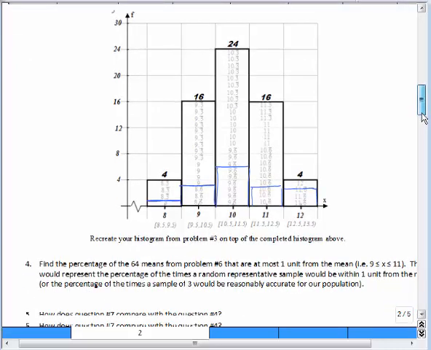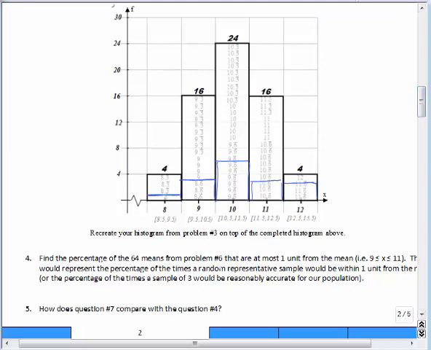All right, next it says find the percentage of the 64 means from problem number 6 that are at most 1 unit away. Again, we're trying to figure out by taking a sample size of 3. Last time it was about 65% accurate, if I remember, from up there at the top, or 67%. Now I want to see how accurate these sample means are. So anything between 9 and 11 is considered a good sample.